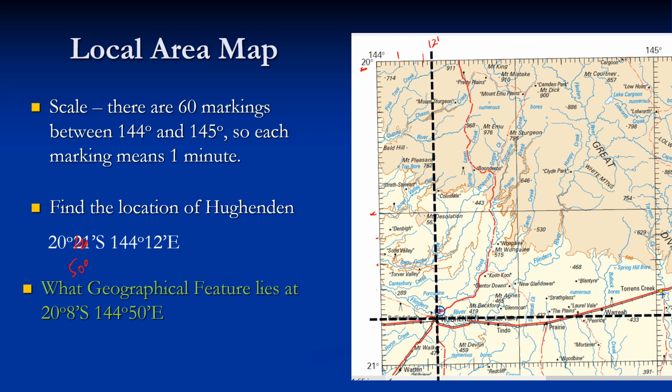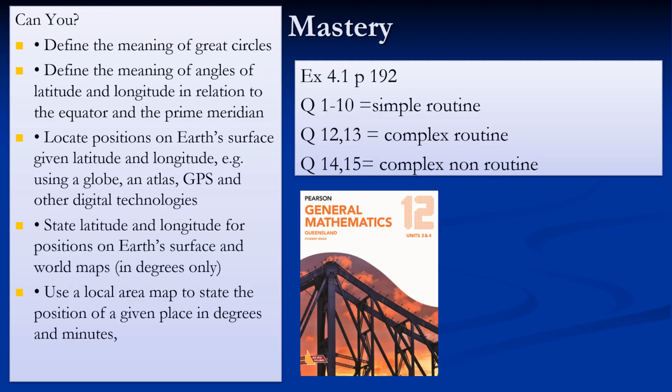Now, what geographical feature lies at 20 degrees and 8 minutes south? So that's that line there. And then 144 degrees and 50 minutes east. And so that's that line there. And so we just draw our line there. Where they intersect, well, that's going to be Lake Cargoon, wherever that is.